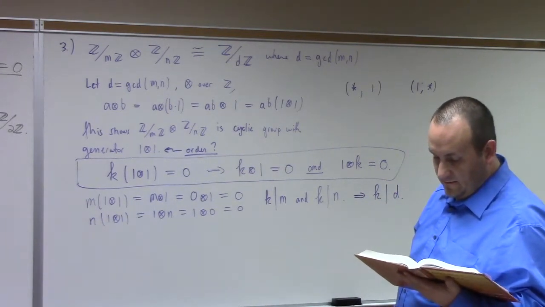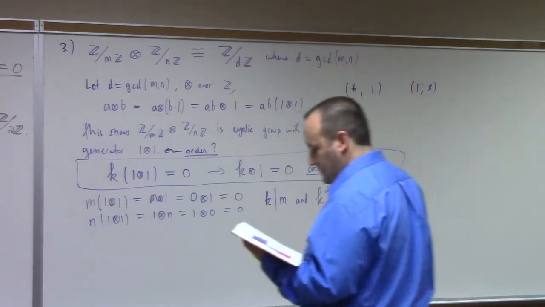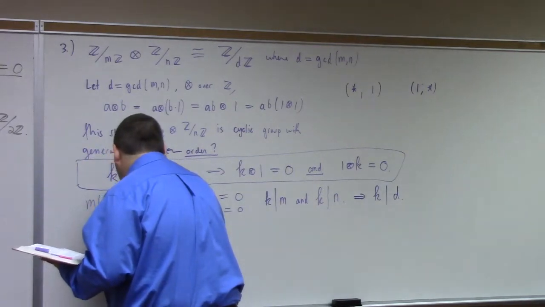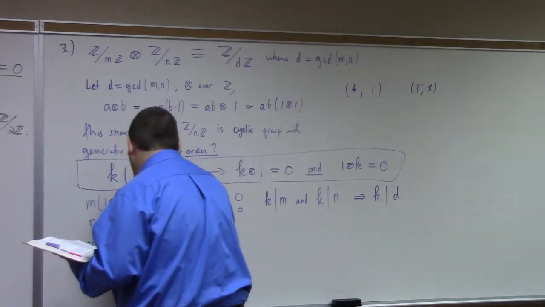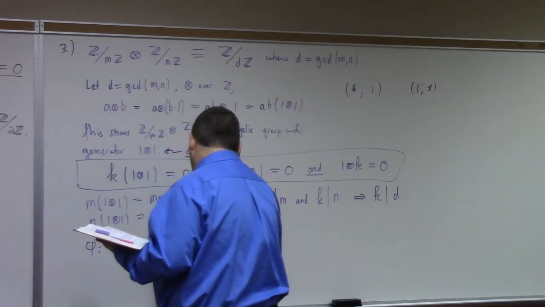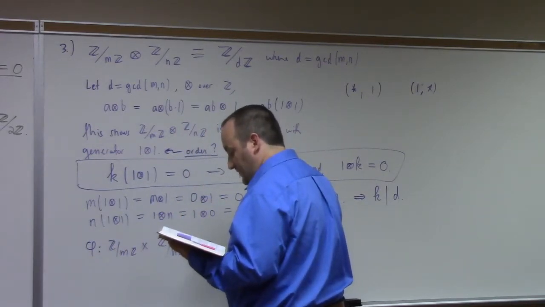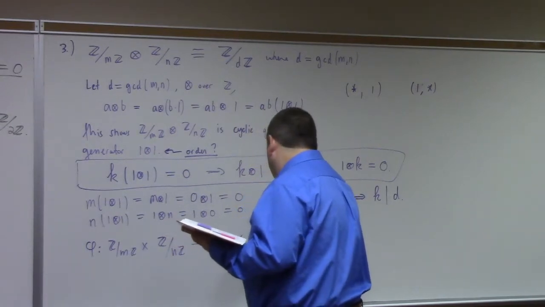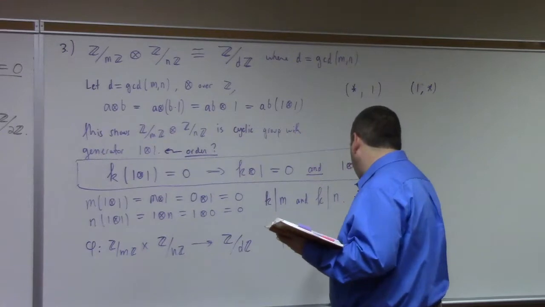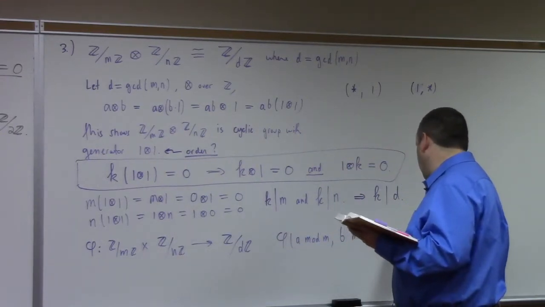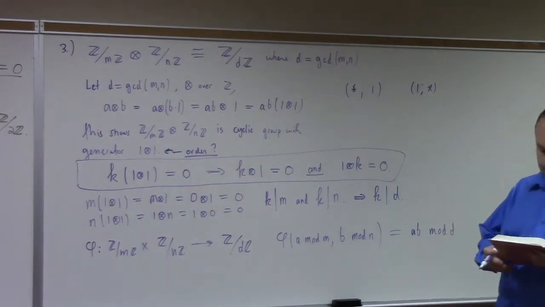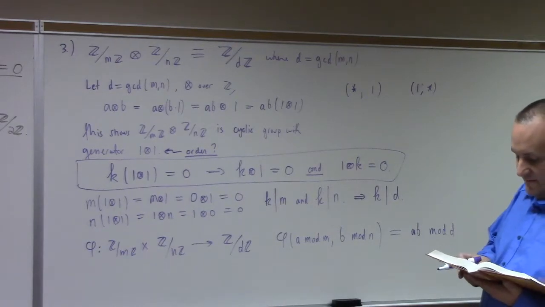Well, we want equality, right? So at that point, he introduces the map. He says, look at the map phi from Z mod MZ, Z mod NZ, to Z mod DZ. I think we're about to use corollary 12. How are we going to define that? So phi of A mod M and B mod N equals AB mod D. He said this is well defined since D divides both M and N.